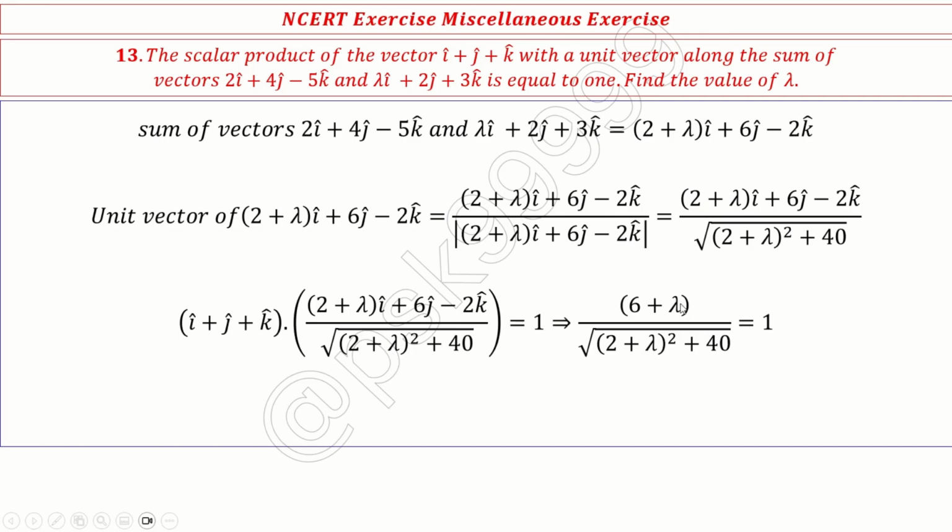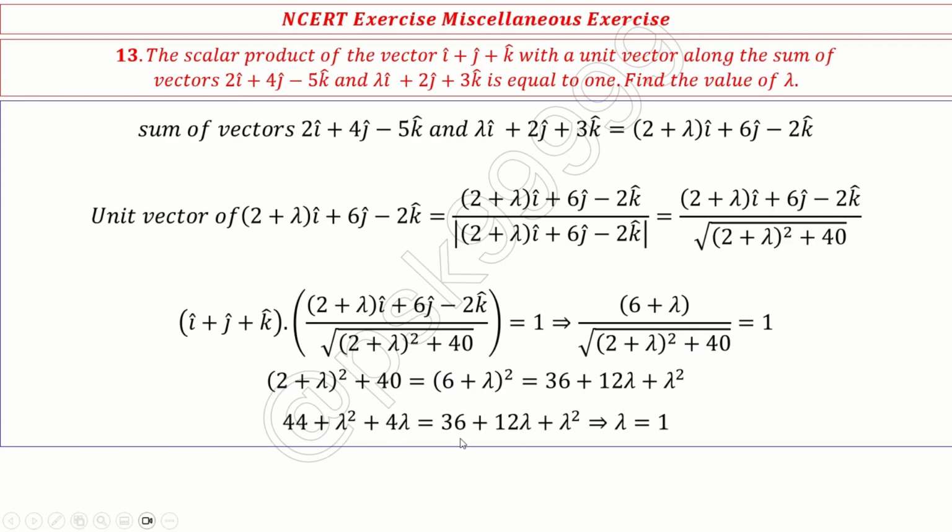What you will get is (6 plus lambda) divided by the square root of (2 plus lambda square plus 40) equal to 1. You just solve the equation. Simplify it: (6 plus lambda) whole square equals 36 plus 12 plus lambda square on one side, after the square root goes off on the other. If you expand and simplify, you will get lambda equal to 1. Thank you. Next.